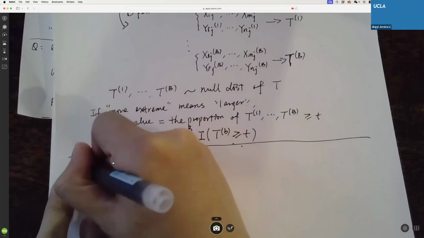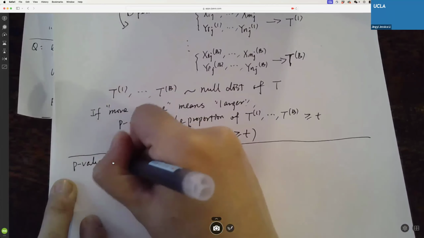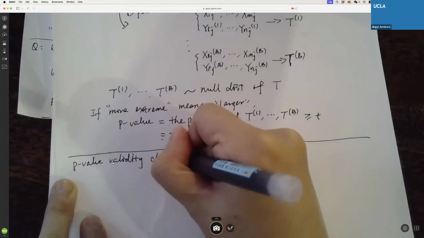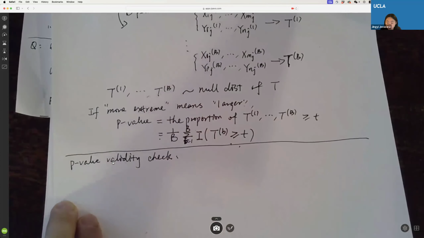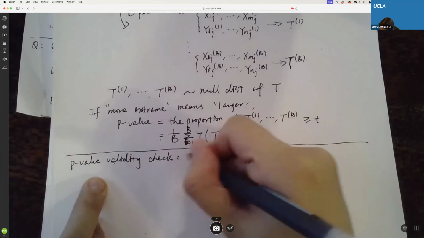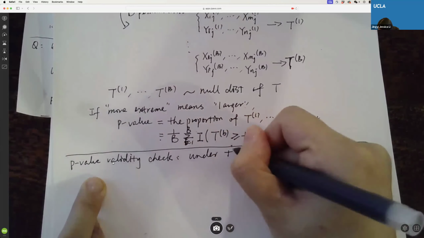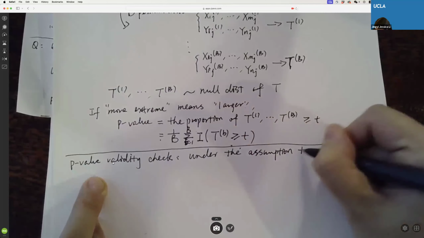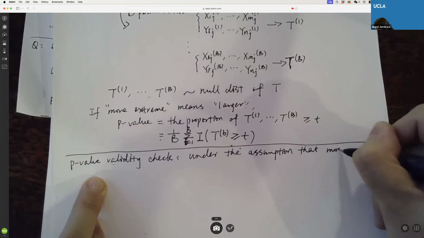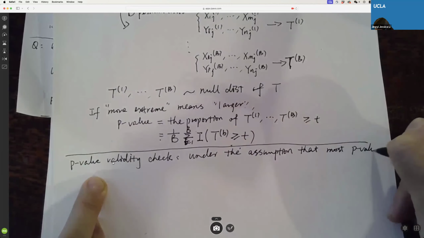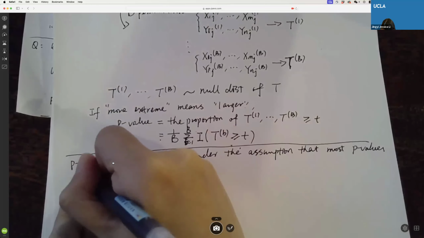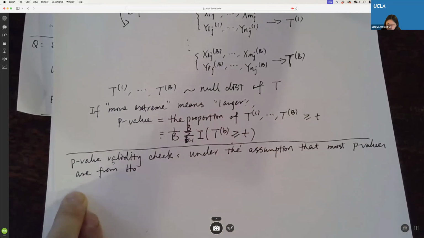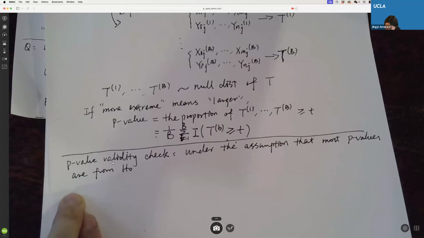So, the p-value validity check. Basically, under the assumption that most p-values are from the null hypothesis, and the p-values are largely independent.